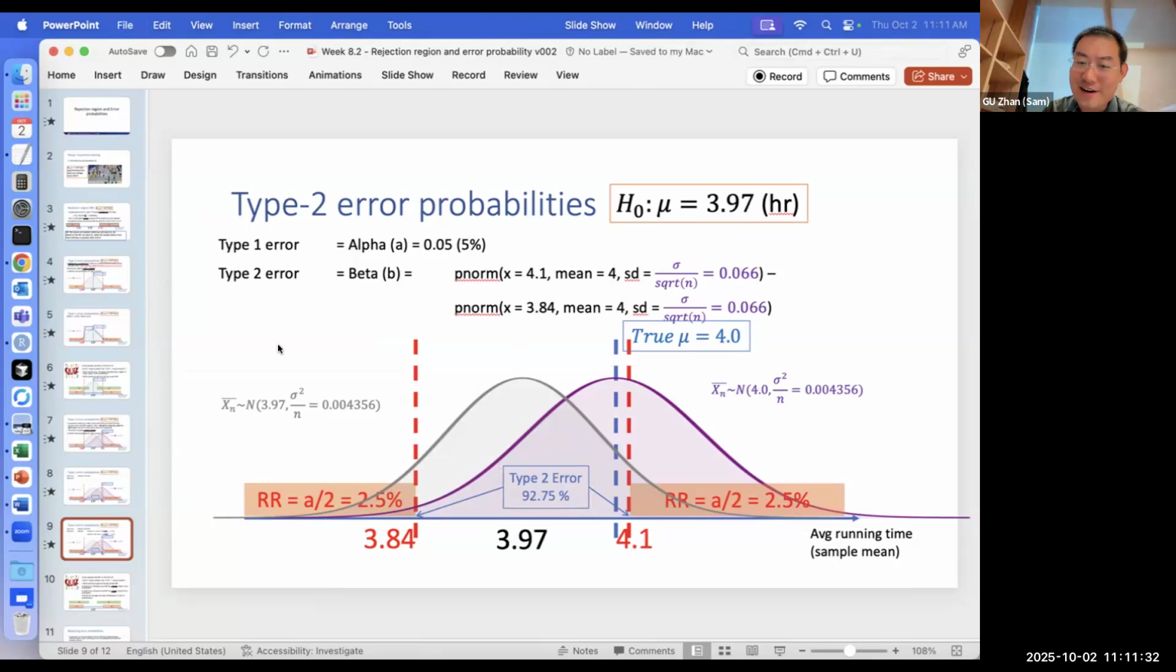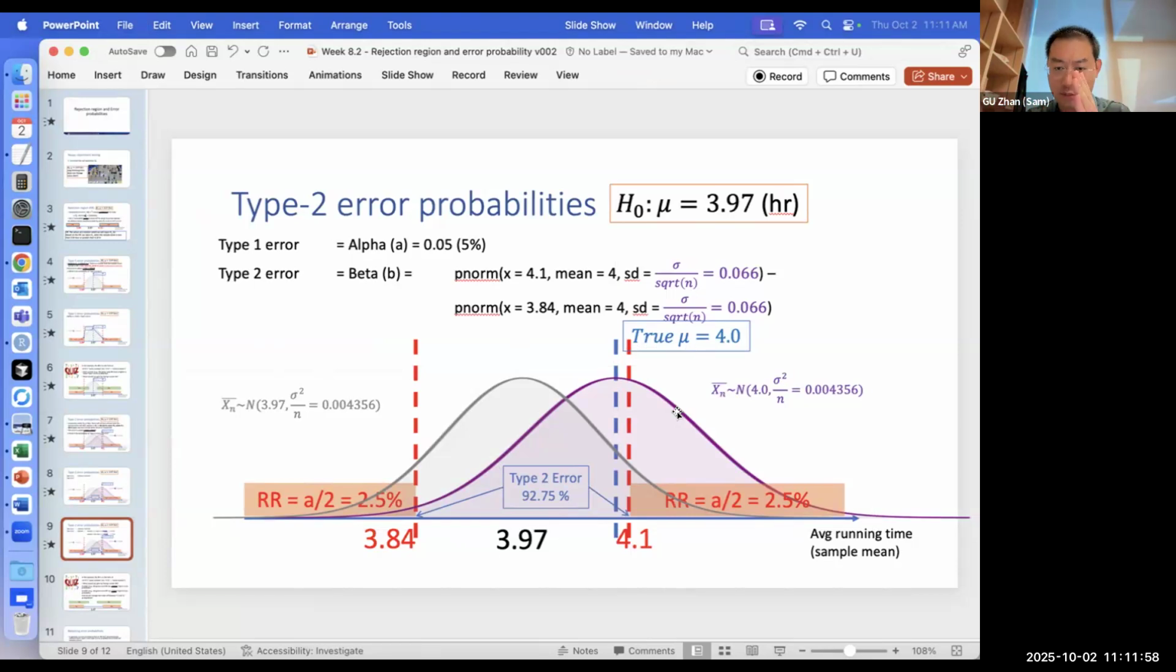Okay, now I hope you are better in understanding the type 1 error and type 2 error. Type 1 error is your alpha that you define. Type 2 error will change based on your true mean. In general, the question will tell you what can be the potential true mean. So then your purple curve will move along the x-axis.